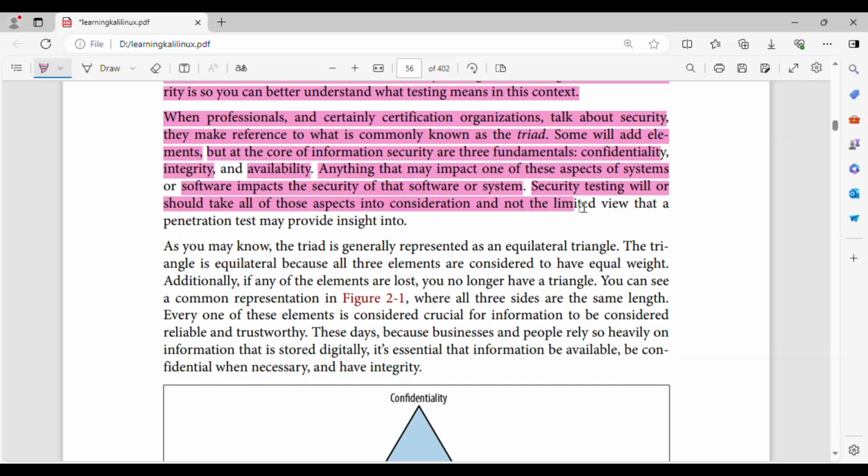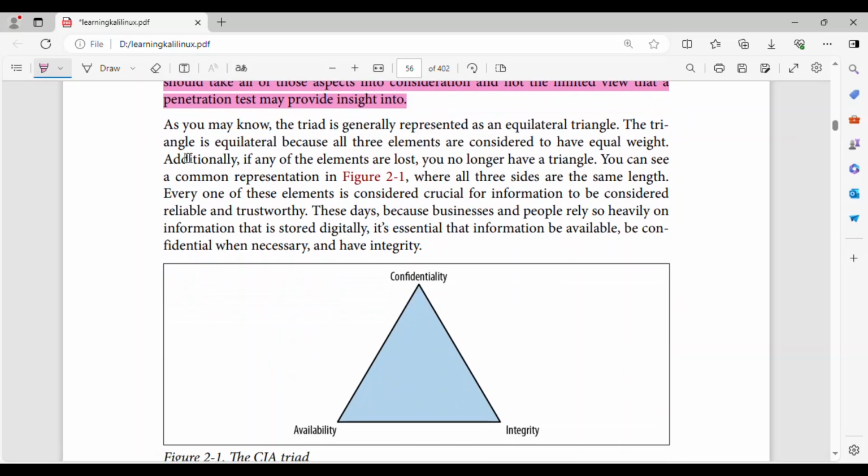Security testing will or should take all of those aspects into consideration and not the limited view that a penetration test may provide insight into. As you may know, the triad is generally represented as an equilateral triangle. The triangle is equilateral because all three elements are considered to have equal weight. Additionally, if any of the elements are lost, you no longer have a triangle. You can see a common representation in Figure 2:1, where all three sides are the same length.